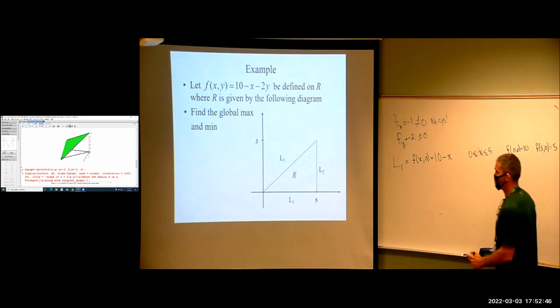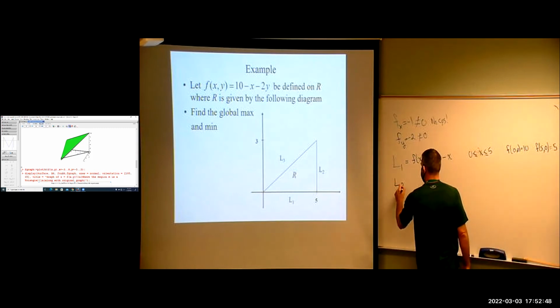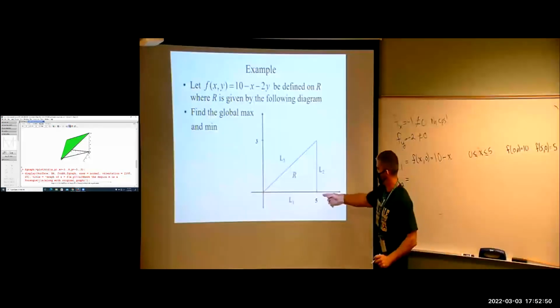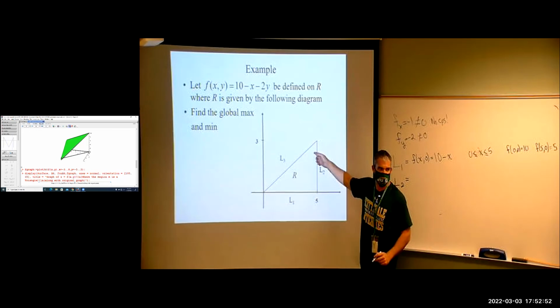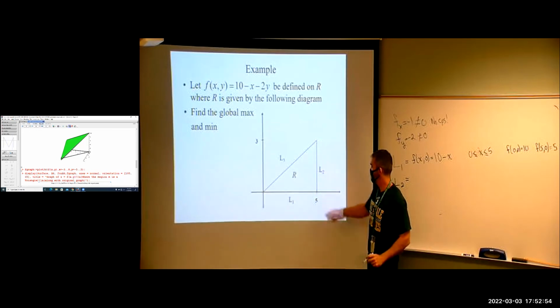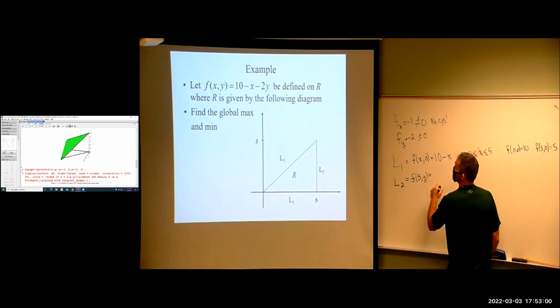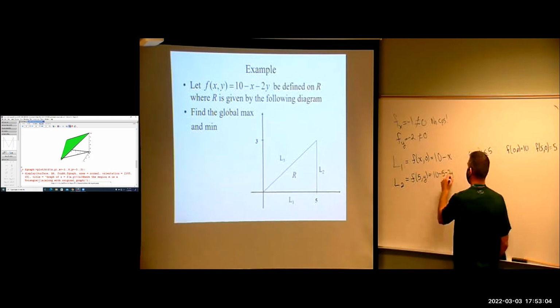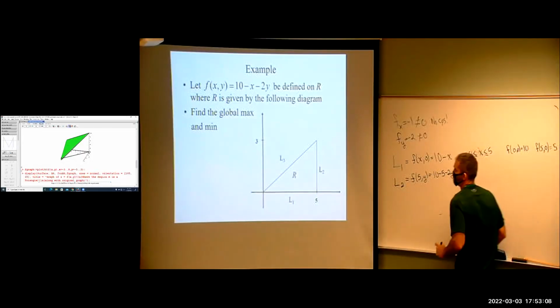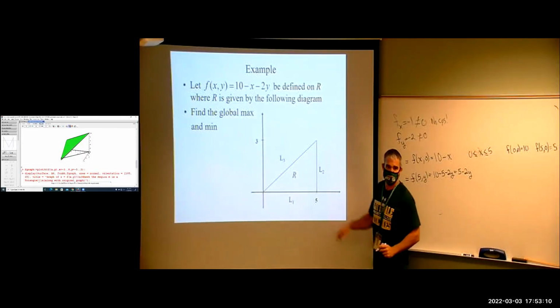And we'll do the same thing for L2. Notice on L2, x is constant, right? X is always 5. So now we're looking at f of 5 comma y. So we have 10 minus 5 minus 2y, which is 5 minus 2y, and y is going from 0 to 3.